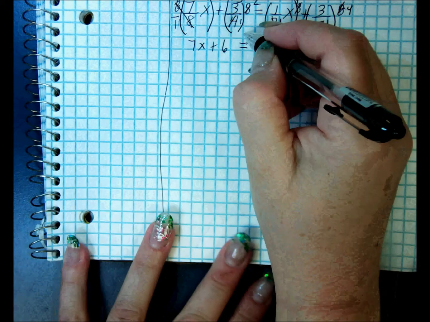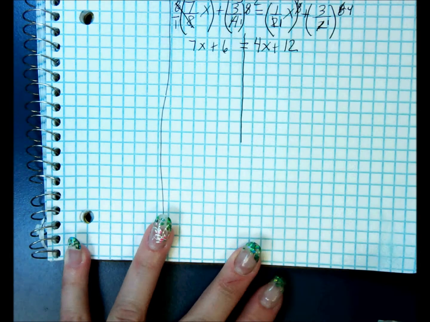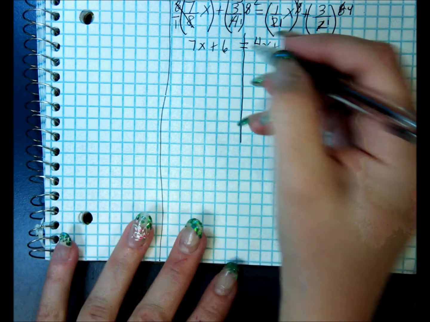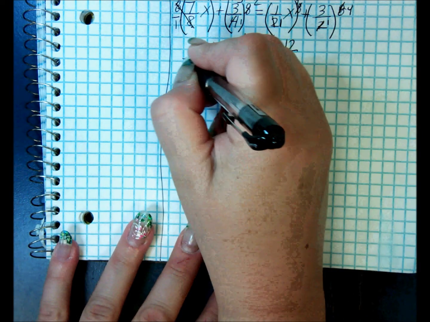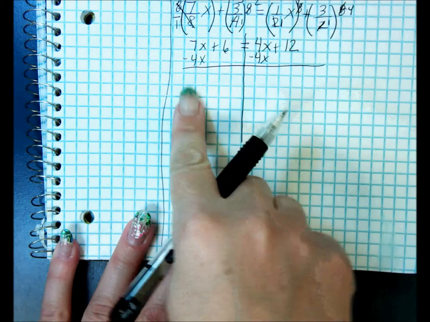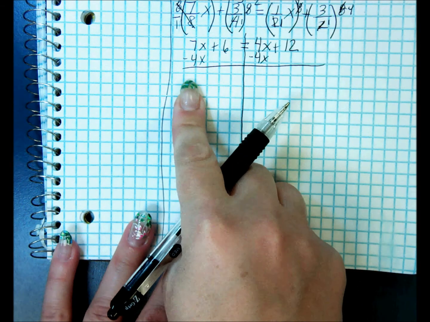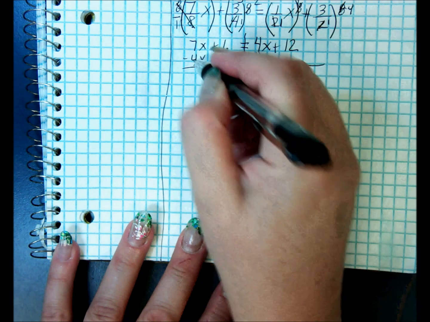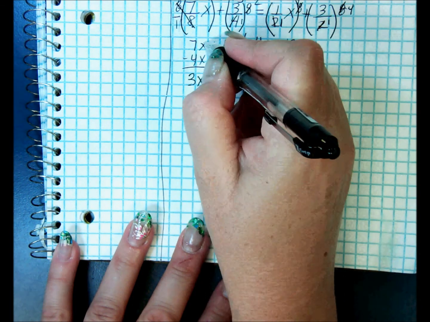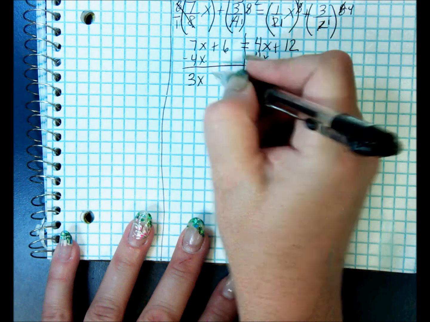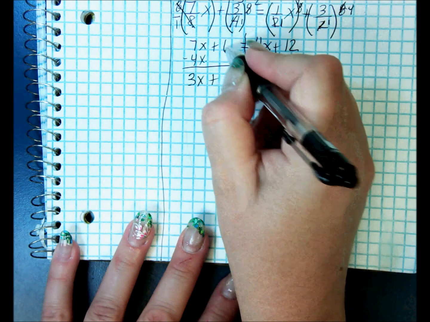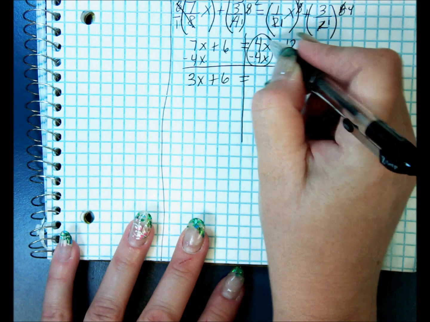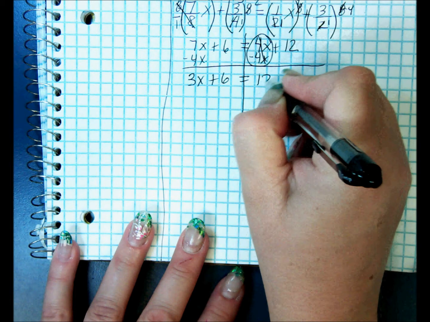So now we go back, no parentheses, so no cleanup, no collecting like terms. Now we want to get the variable on the same side. I'm going to subtract 4x. It doesn't matter which one you subtract. I could have subtracted the 7x from both sides. I just like making it as easy as I can. So here, 7 minus 4 is 3x. We have 7 x's. We take away 4 x's. We are left with 3 x's. Bring down your 6. 4x minus 4x, they're opposites, so they do equal 0 plus 12.